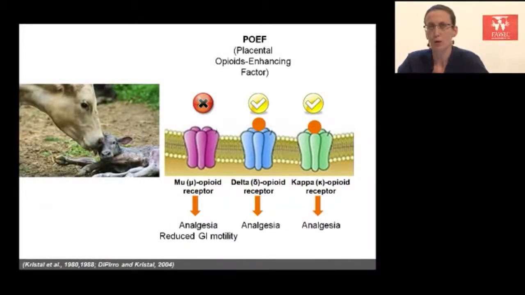So that is important because it produces an analgesic effect without increasing the risk of negative effects from an inhibition of oxytocin release. And the other important thing to remark is that the POEF activates the delta and kappa opioid receptors, so it produces analgesia, but attenuates the mu opioid receptors. So that's important because in this way, side effects, for example constipation, are reduced during parturition.